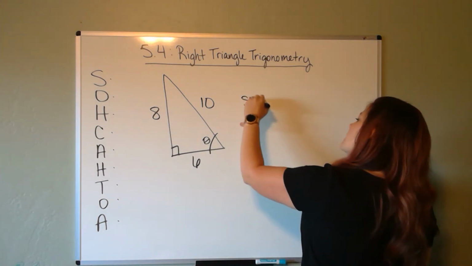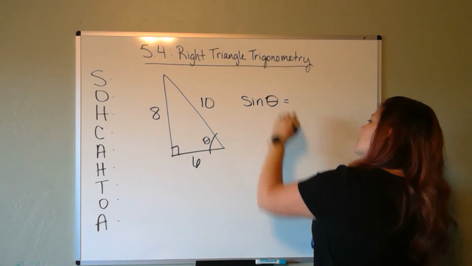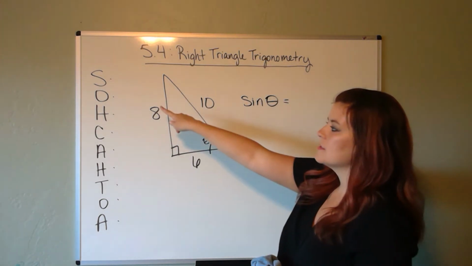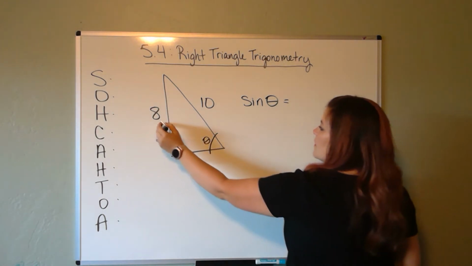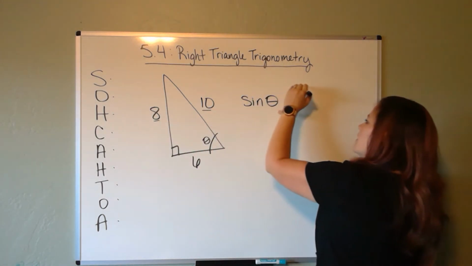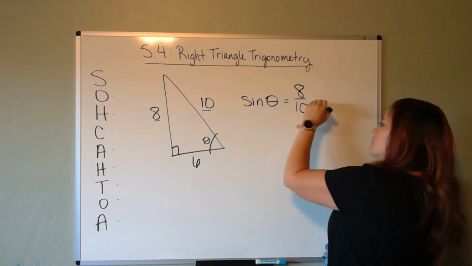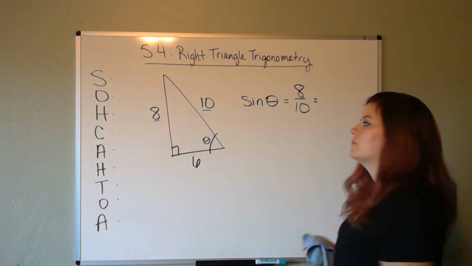So, the sine of theta, so sine is opposite over hypotenuse. So if this is our theta, opposite is 8, hypotenuse is 10, and I get 8 over 10. And then I can reduce this to 4 over 5.